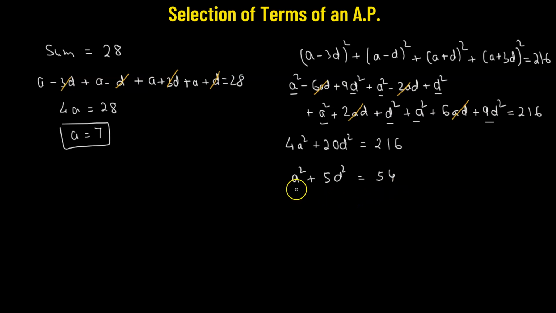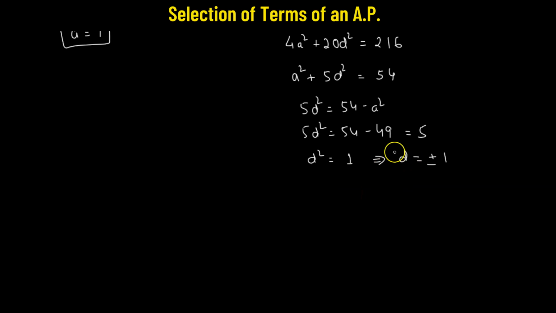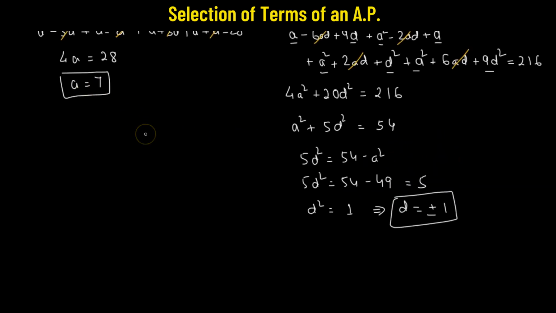Fine. Now that we have the value of A, we have 5D squared equals 54 minus A squared. We can use the value A equals 7. That gives us 5D squared equals 54 minus 7 squared, that's 49. So 54 minus 49 is 5. That means D squared is equal to 1. When we take the square root on both sides, we get D equals plus or minus 1. Now we have obtained the value of our common difference D, which is plus or minus 1, and our first term A, which is 7.